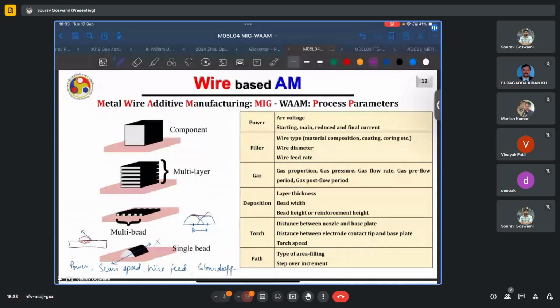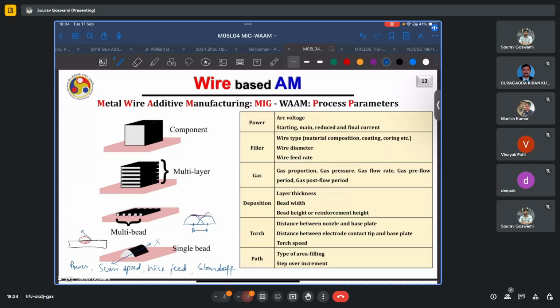Once your single bead and multi-bead characteristics are optimized, then you opt for the multi-layer experiment. In some cases, rather than having multi-beads in the XY plane, we may also have multiple beads along the Z direction. And it is only after this that we opt for the multi-layer experiment and then end up printing our final component.